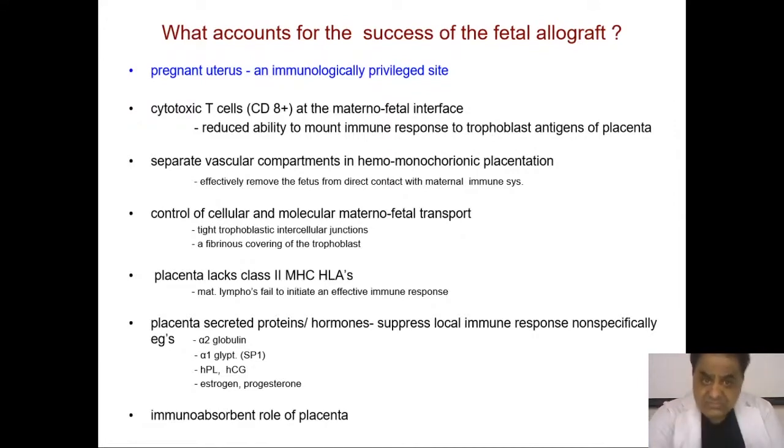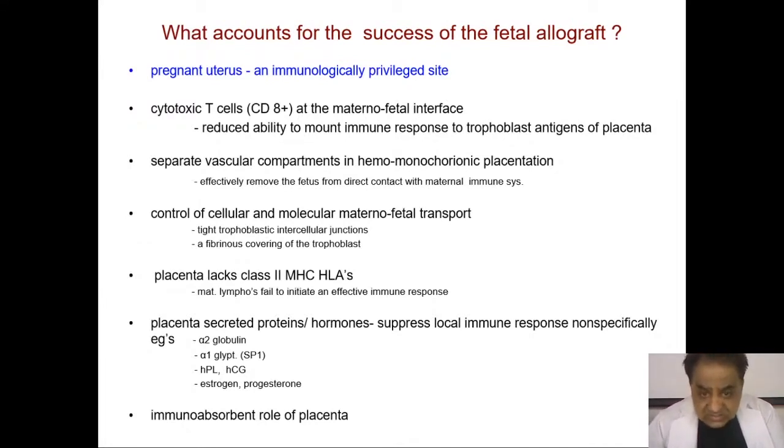At the transport of materials across the mother to the fetus, the control of cellular and molecular transport, maternal-fetally, is very regulated by tight junctions, which are fibrinous coverings on the trophoblasts, and these prevent any unnecessary thing from crossing to the fetus and causing a reaction or any consequences to the fetus. The placenta as a whole lacks class 2 MHC HLA molecules on its antigen-presenting cells, so it doesn't initiate an effective immune response at that time at the surface against the fetus.